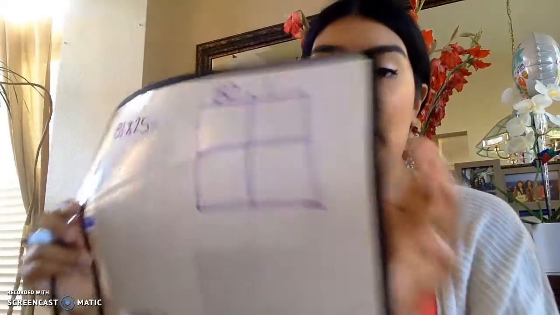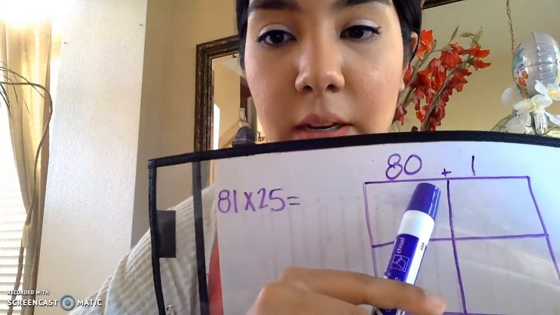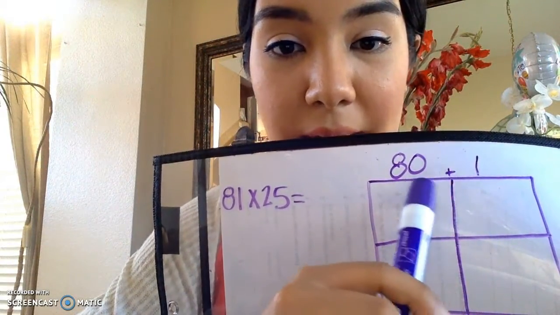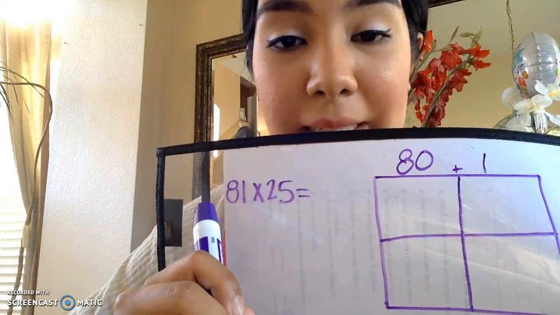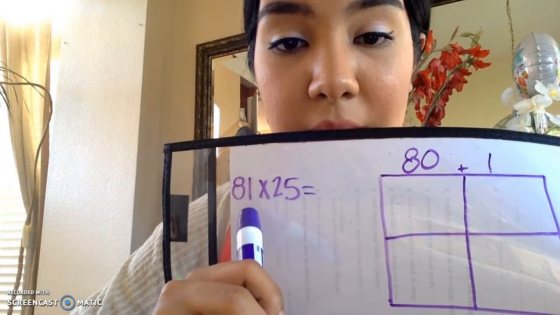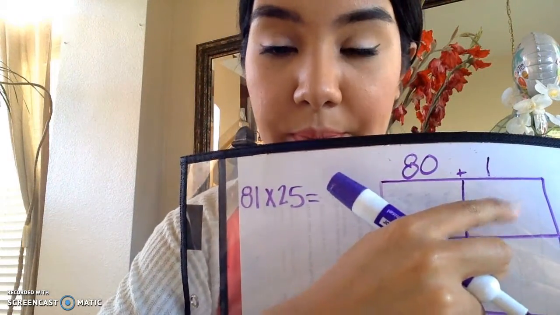So 81, to separate it into tens and ones, it would be 80 and 1. And I put a little plus sign, so it's a good reminder that 80 plus 1 is 81. So to separate it, we basically separate the 10. So there's how many tens? 8. How many ones are there? 1. So that's how I got 80 and 1.